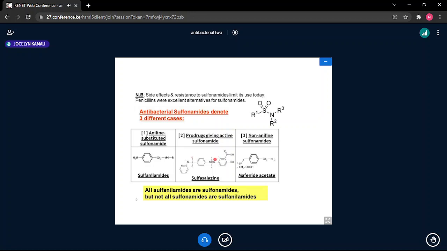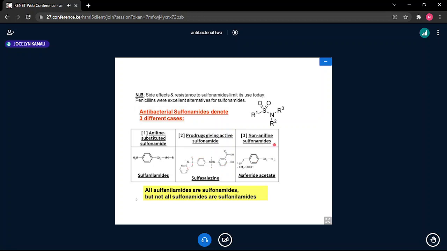Then you can have prodrugs giving active sulfonamides, and we discussed them when we were discussing the classification. These ones are prodrugs. They have this group on this side, which is what we must get rid of, because we must have the free amino group. This group on this side, we require for increasing the ionization of the sulfonamide.